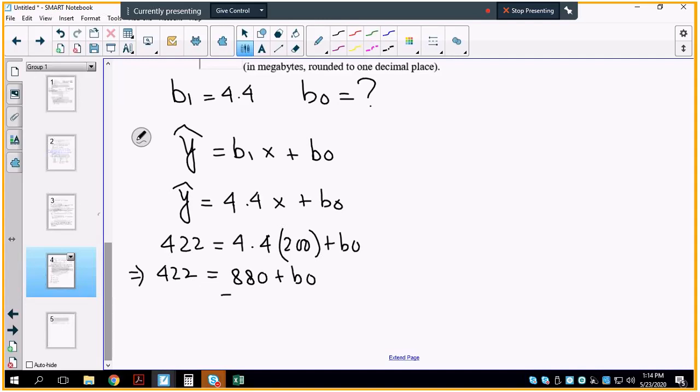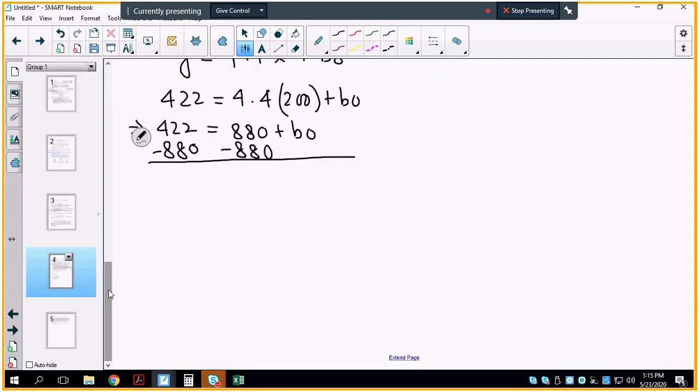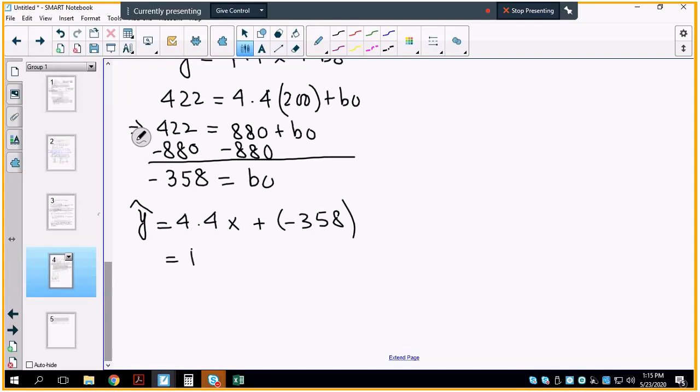What do you do? You subtract 880 from both sides, and you get negative 358 equal to B0. So now I have my regression equation. Y hat equal to 4.4x plus negative 358 is B0. That's my equation. If it makes sense, write it as Y hat equal to 4.4x minus 358. Remember, plus multiplied by minus is a minus. Looks better. Now I can go ahead and solve my problem.